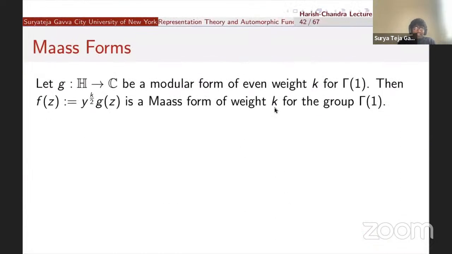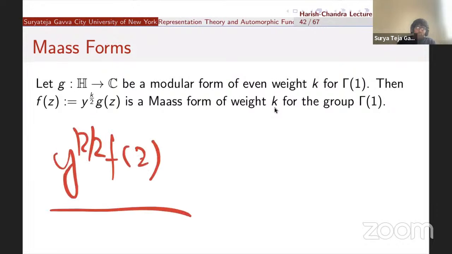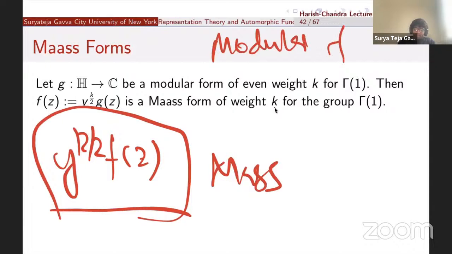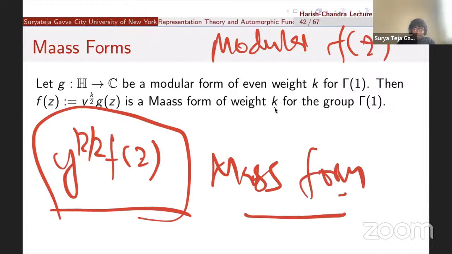The common thing is that, for instance, even the modular forms that you have, say you start with f of z, if you multiply by this factor of y to the k over 2, you can check that this is a Maass form. Modular forms satisfy some other relations, but when you multiply by this factor y to the k over 2, this is a Maass form.